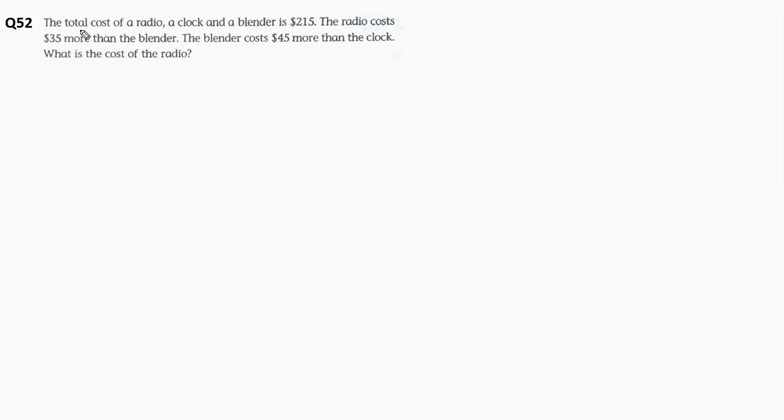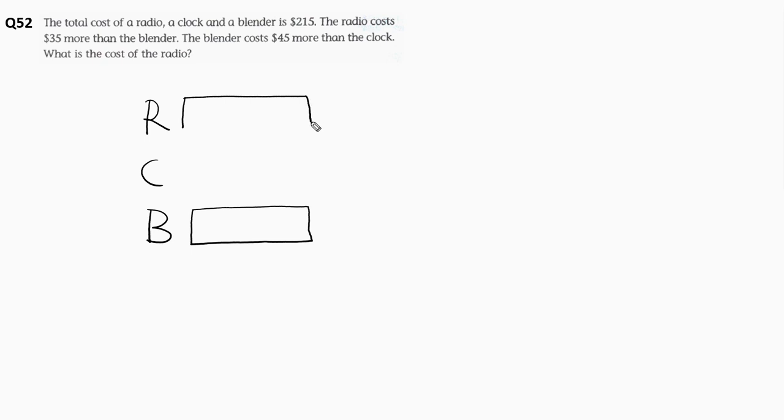Okay, so we've got a radio. All right, radio, clock, blender. Right. And it says the radio costs $35 more than the blender. Okay, so I'm going to draw the blender first because that's sort of my basic unit. And then it says that the radio costs $35 more than the blender. So I'm going to draw a block that's the same size as the blender's block.